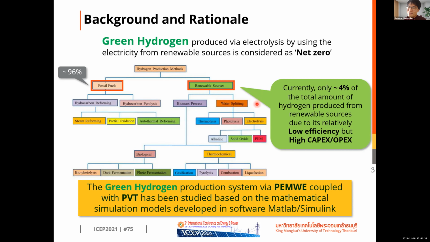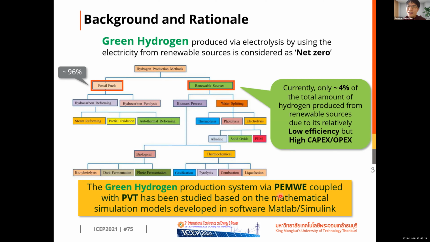Why is it like this? Because with this way, we can produce the hydrogen only at very low efficiency, and also the capex and opex cost of hydrogen production is very expensive. That is the objective, why we need to focus on producing green hydrogen by using proton exchange membrane water electrolysis, which uses energy from renewable solar energy, coupled with PVT. PVT is the photovoltaic thermal system. I will explain in the next slide why we use PV together with the thermal system to couple with the proton exchange membrane water electrolysis in this study.